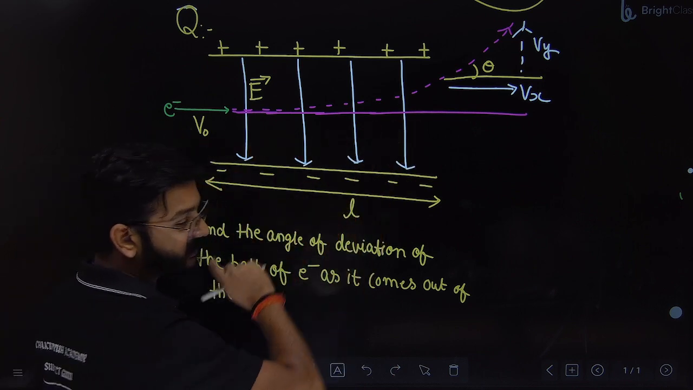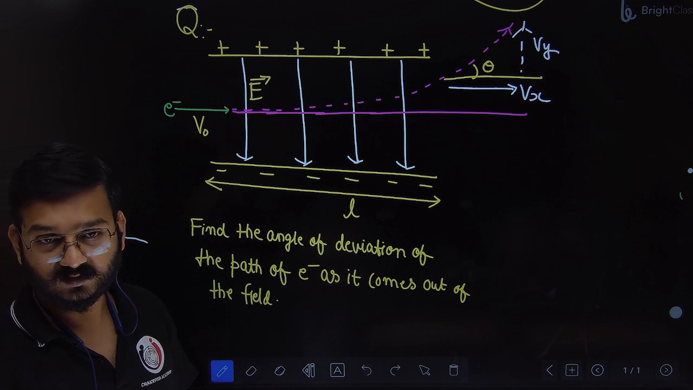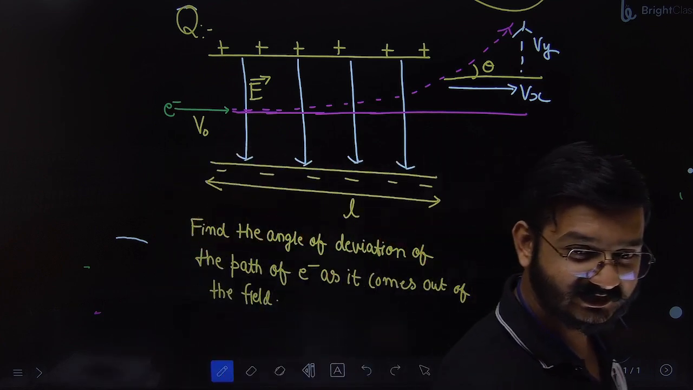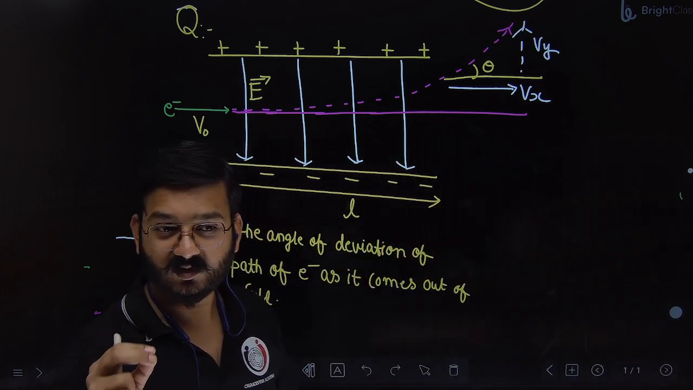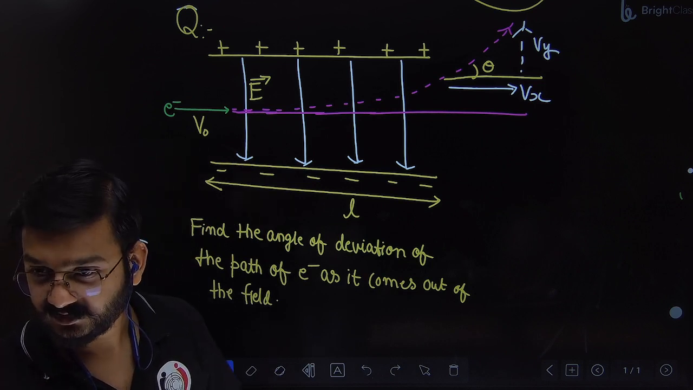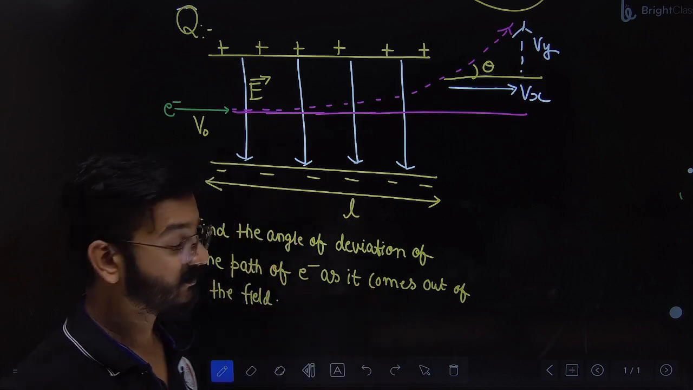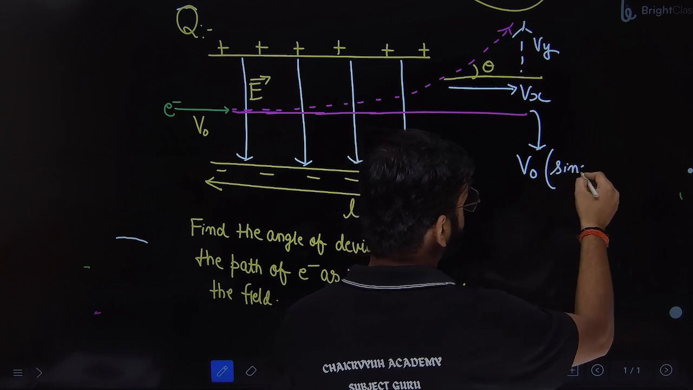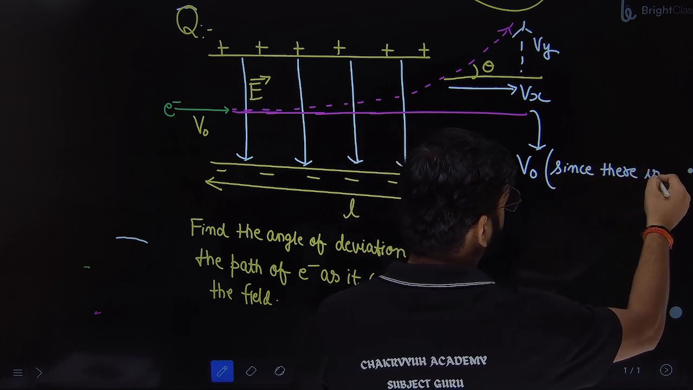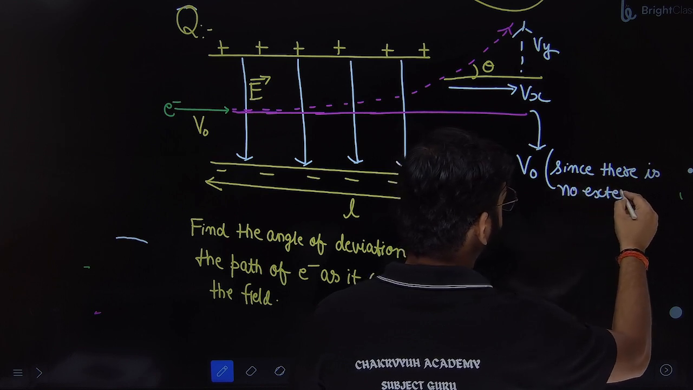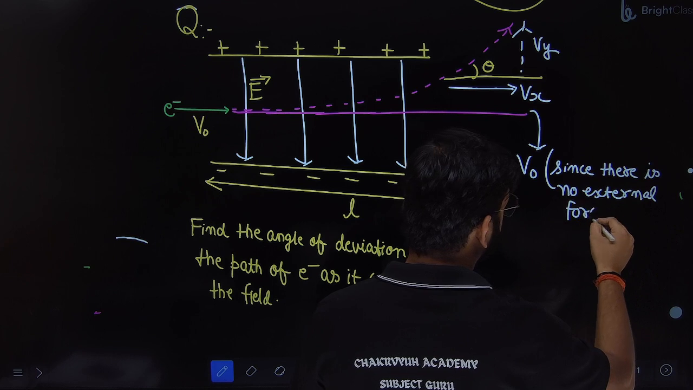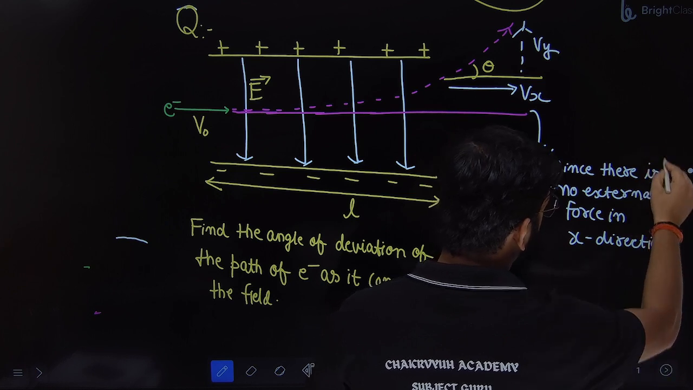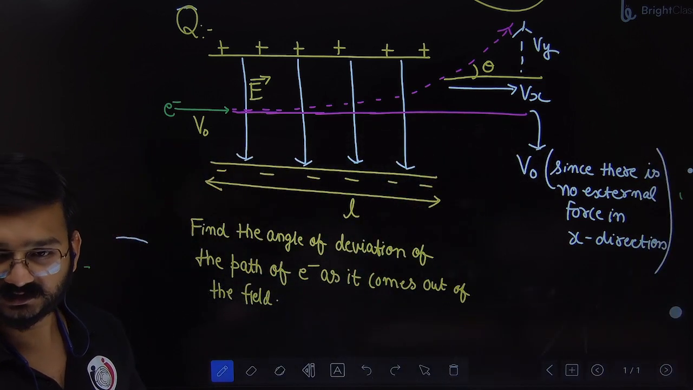So in the horizontal direction, there is no force. Will the velocity change? No. What will be Vx? Same as V naught. If you remember at least the basics of projectile, the same statement was there. In a projectile motion, the x component of velocity remains constant. Y component changes. Same thing here. So what will be Vx? Vx will be the same as V naught since there is no external force in x direction. So no external force means velocity should remain constant with time.